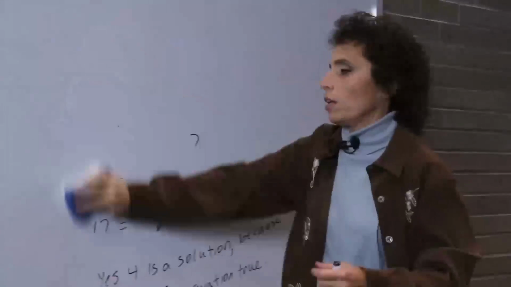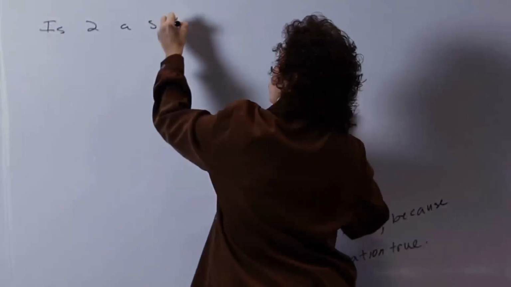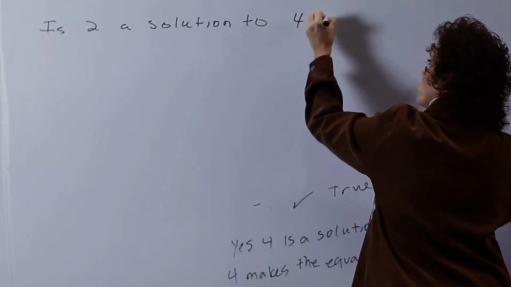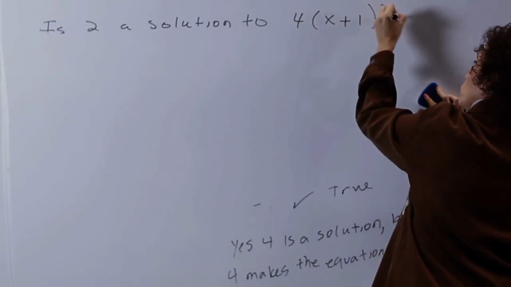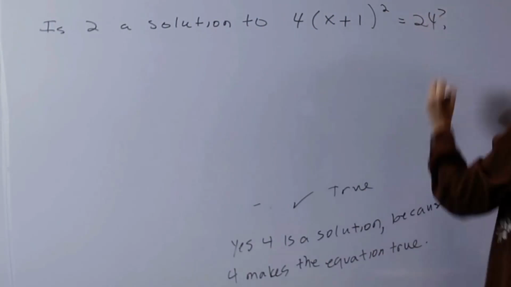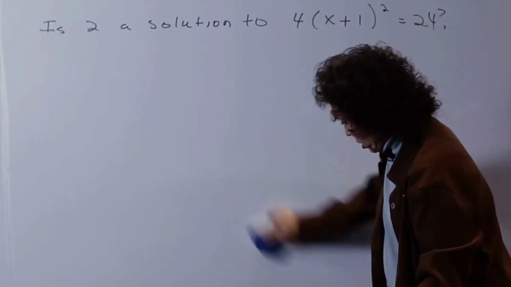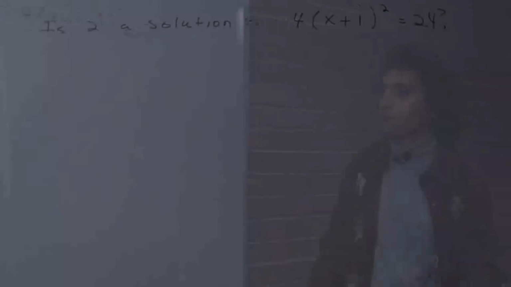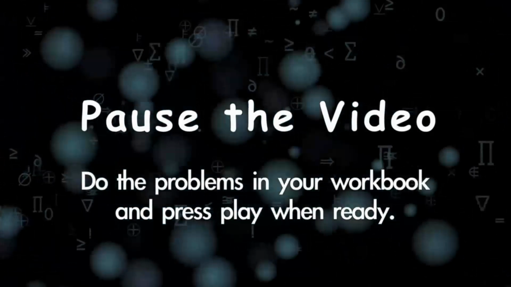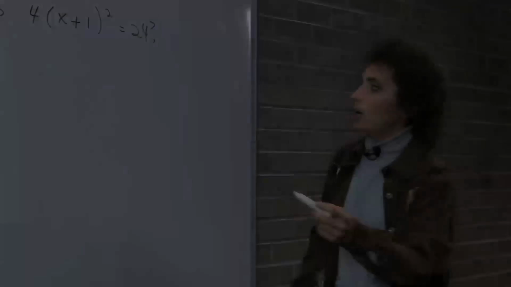Okay. Is 2 a solution to 4 times the quantity x plus 1 quantity squared equals 24? Better one, right? That's way more fun. It's better. Okay, so let's take a look. I'm going to give you a second to do this in your workbook, and then we'll look at the answer together.